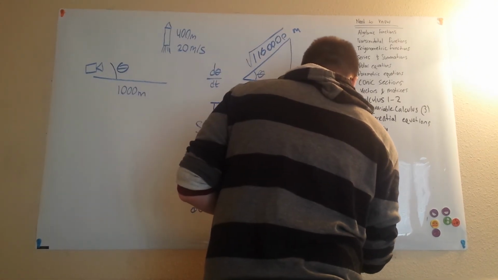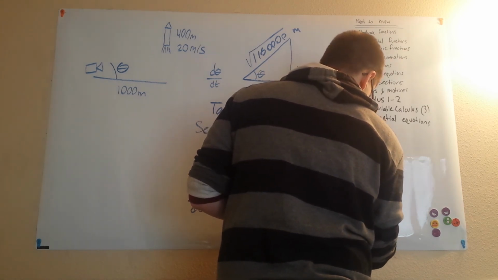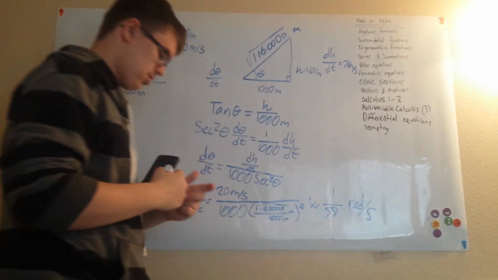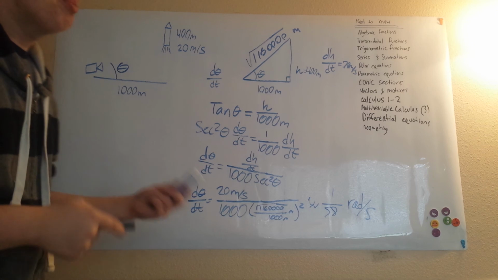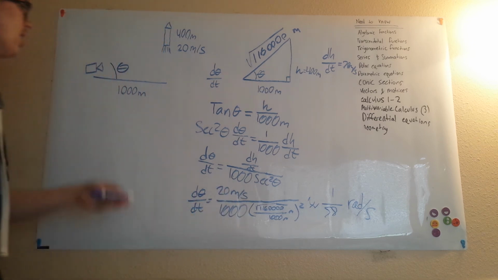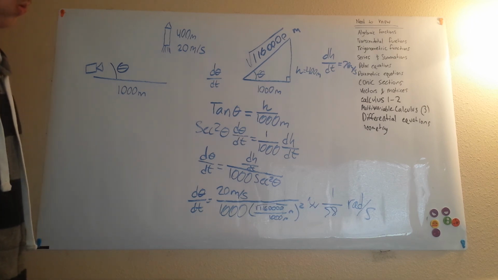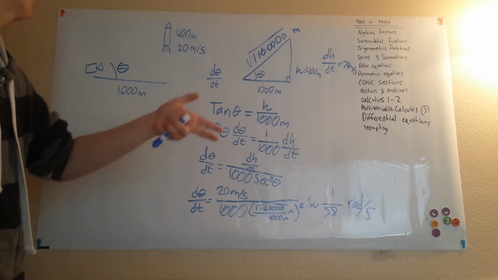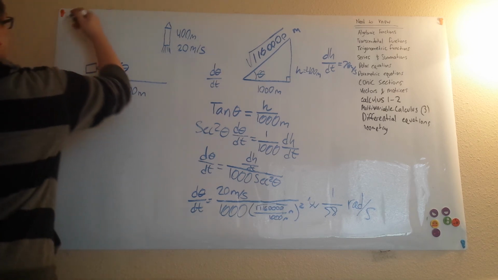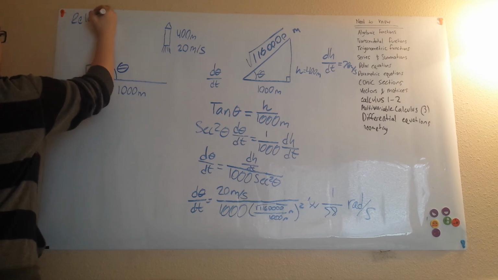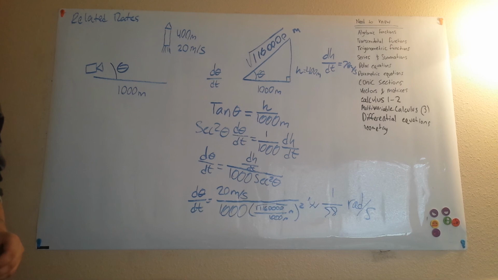So, this answer turns out to be about 1/58 radians per second. 1/58 radians per second. Not that much. You don't have to move that much at all. That's the answer of a cool related rates question. Pretty cool. That's basically related rates. So again, related rates. We're relating our rates.